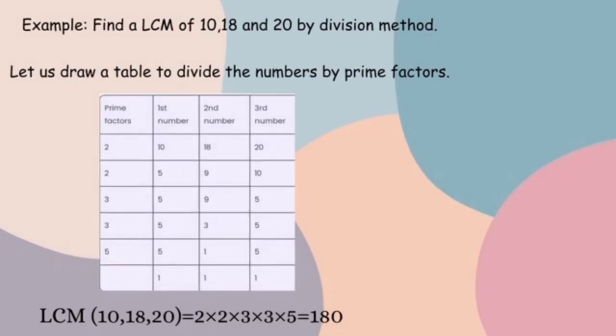Find the LCM of 10, 18, and 20 by the division method. So this is the table to divide the numbers by prime factors. Therefore, the LCM of 10, 18, and 20 equals 2 times 2 times 3 times 3 times 5, which equals 180. Now, if we have to find the common multiple of two or more numbers, we have to write all the multiples of the given numbers.